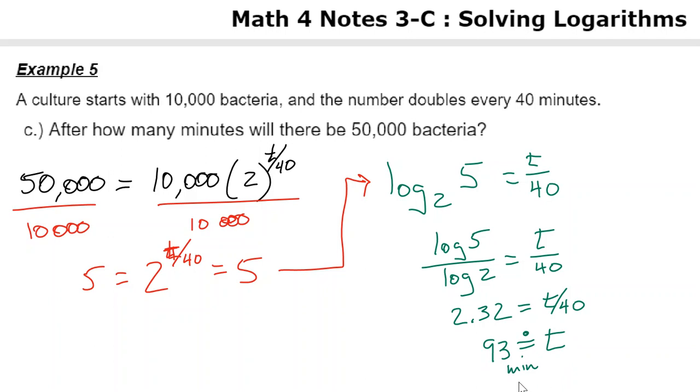Now, when you think about it, it's a healthy thing to back up and consider it mentally and ask, does this answer make sense? If I started with 10,000 and it doubles every 40, that means after 40 minutes, I'd have 20,000. After 80 minutes, I'd have 40,000. And 50,000 is not much past that, and 93 is not much past 80 minutes. So yeah, this answer does seem to make sense.